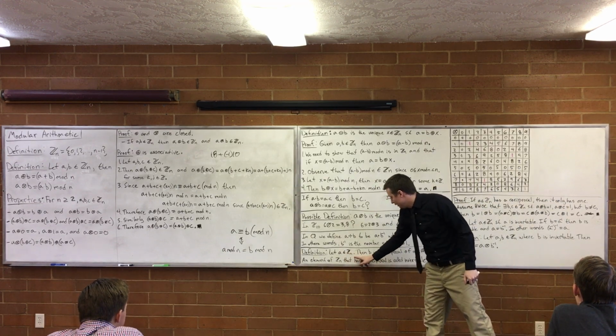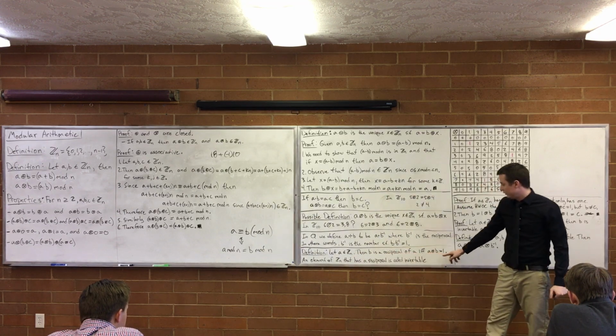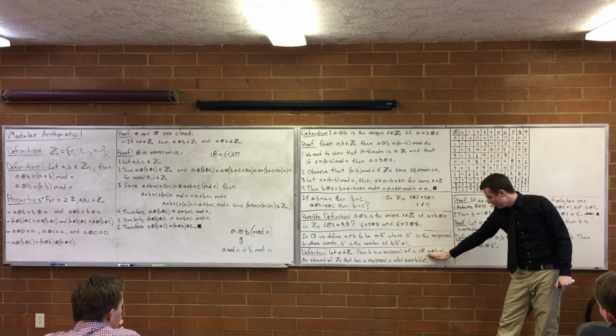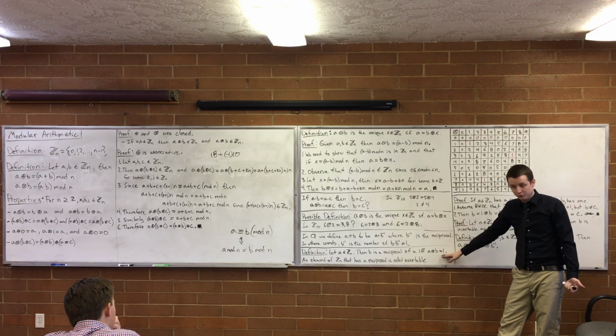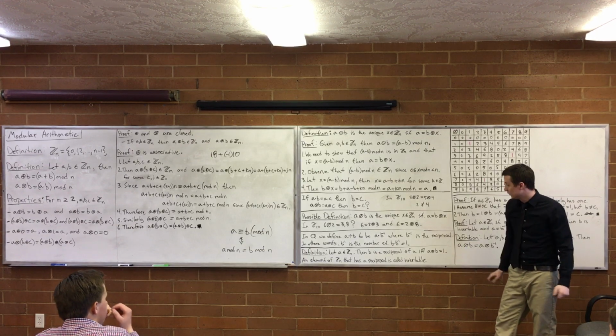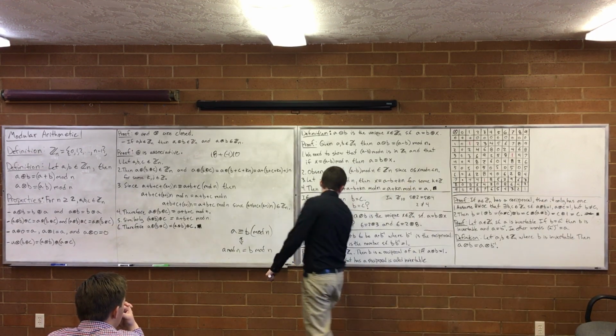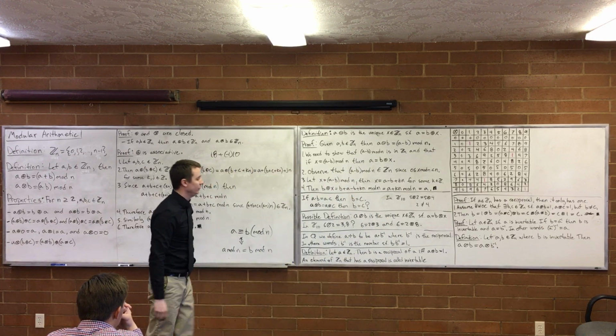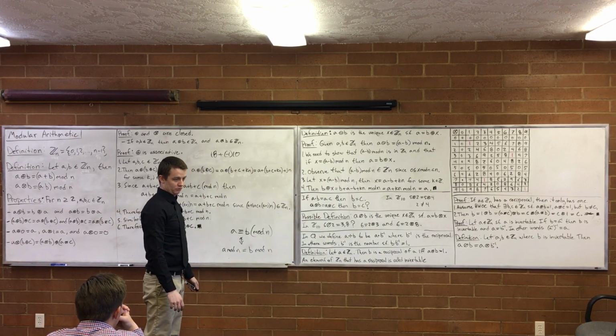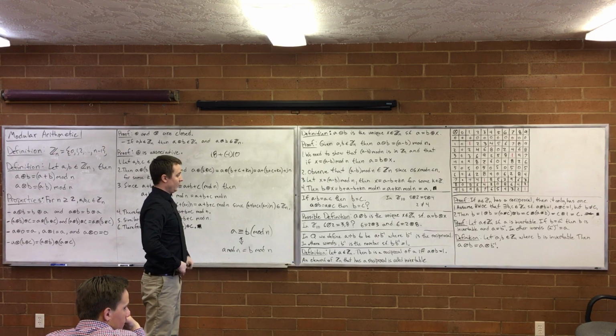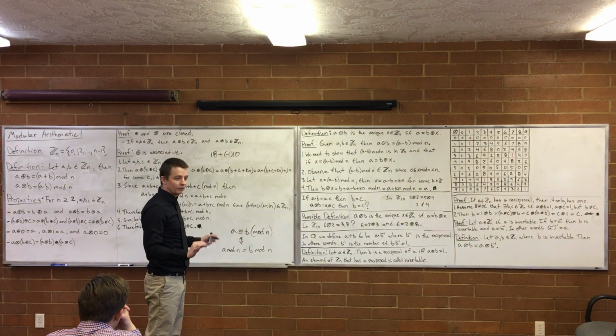So let A and B be in Zn. Then B is a reciprocal of A if and only if their product is 1. Which makes sense, right? And then an element of Zn that has a reciprocal we call an invertible element. If it's not invertible, you can't do division on it. And if it's not invertible, you can't divide by it.